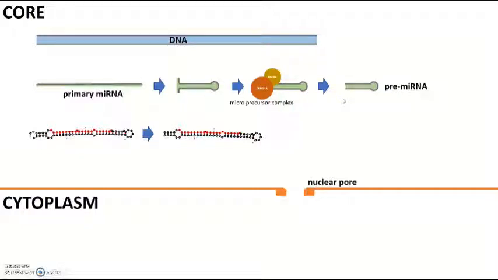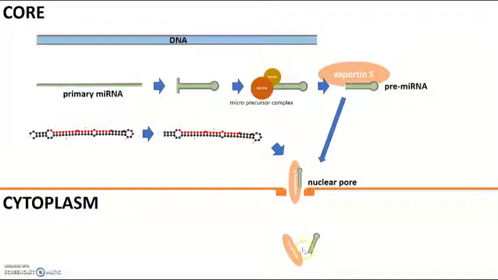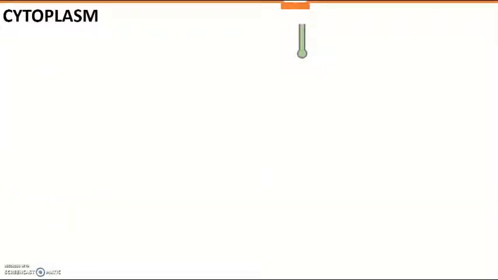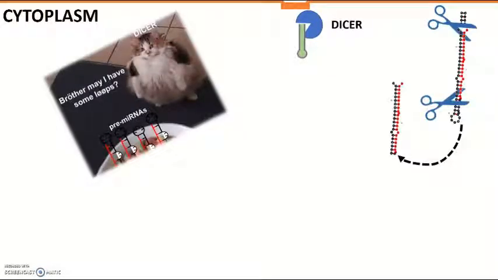Pre-microRNA is then recognized by the export protein exportin 5 and transported out of the core via a nuclear pore into the cytoplasm. Once arrived in the cytoplasm, exportin 5 and pre-microRNA will shed, following the reuptake of exportin 5 into the core. Soon after, the pre-microRNA fragment is recognized by Dicer, which will cleave off the loop structures as identified here and here. This is now a mature microRNA molecule.